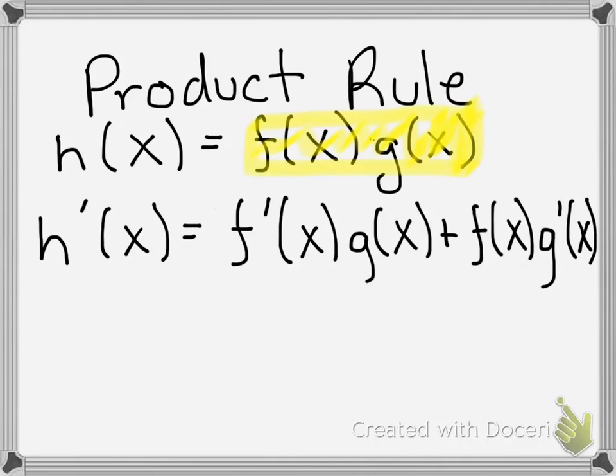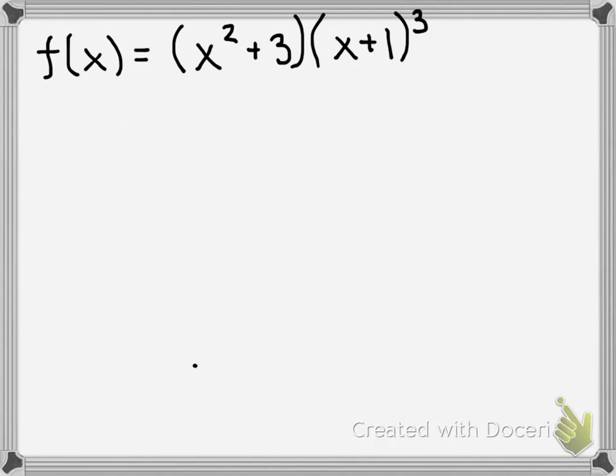So in general, the basic rule is if you had two functions, f and g, and you wanted to take the derivative of their product, you would take the derivative of f, multiply it by the original function of g, and then add the original function f times the derivative of g. So make sure you write down the product rule format in your notes. Okay, let's take a look at a couple examples.